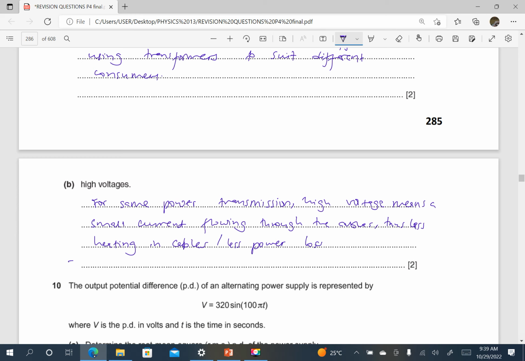Also, if we use high voltages and a small current is flowing, then thinner cables are possible. Of course, thinner cables are cheap. Why is it possible to use thinner cables? Because a small current will be flowing. So thinner cables are possible and will be cheap.